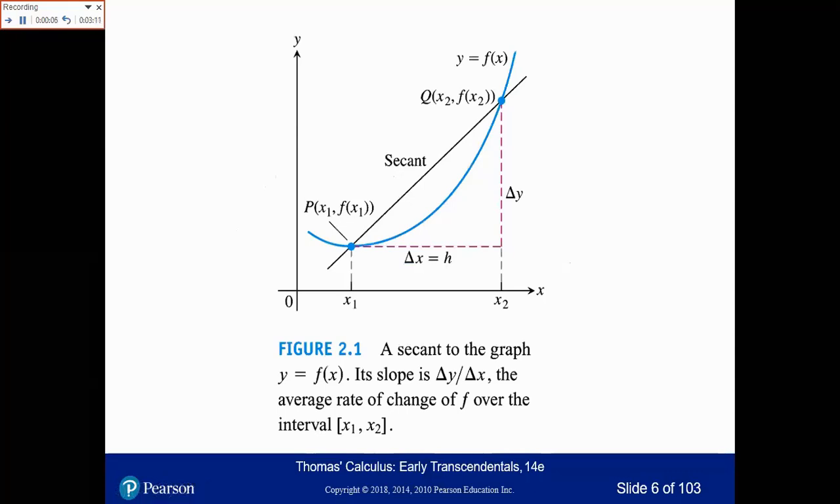Everybody remember that? Let me just move this one up. Everybody remember when we talked about the secant last time? What did we say about the secant? Why do we need to even draw the secant? Why do we need to draw this line?